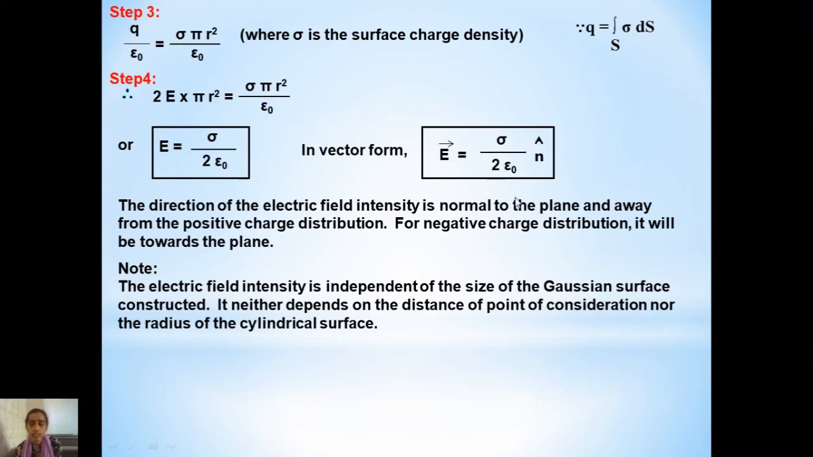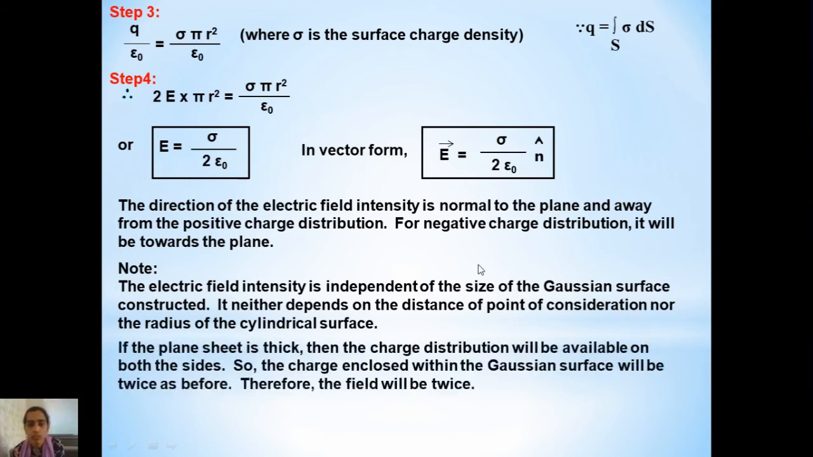Electric field intensity does not depend on the radius of the cylindrical surface, and the distance of the point of consideration where we consider the electric field is also not mentioned in this equation, which means this electric field intensity is independent of those terms. Okay, in this case when we are assuming the thin charged plane sheet, that you should remember.